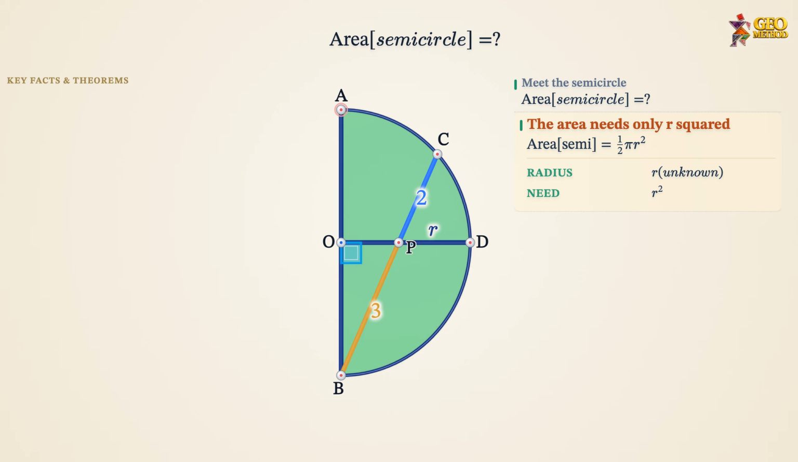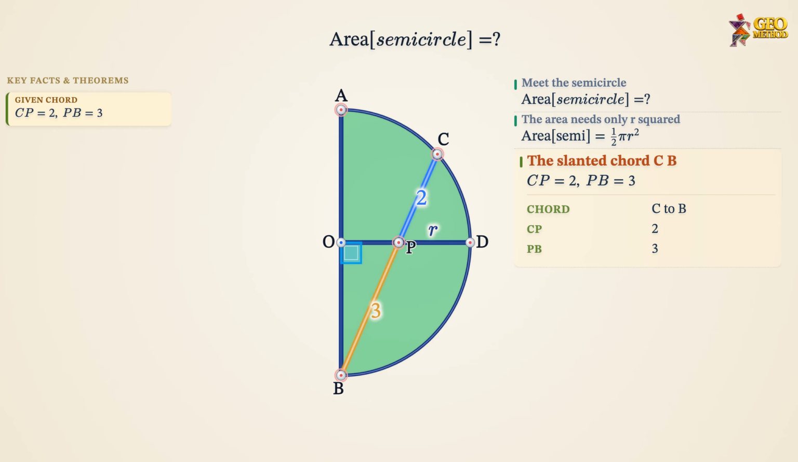two clean relations. A slanted chord runs from C on the arc across to the diameter end B. A point P cuts this chord into a right-hand piece, segment CP, of length 2, and a left-hand piece, segment PB, of length 3.